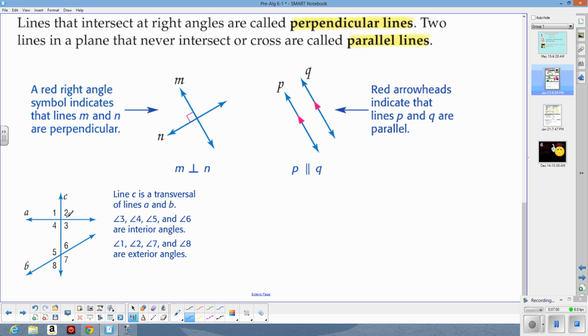If you have two lines and another line cutting through them, this line cutting through those other lines is called a transversal. When you do that, you have what are called interior angles and exterior angles. These ones on the inside of the two lines are called interior angles because interior is on the inside. And the ones out here, 1, 2, 8, and 7, those four angles are called exterior because they're on the outside of the two lines.